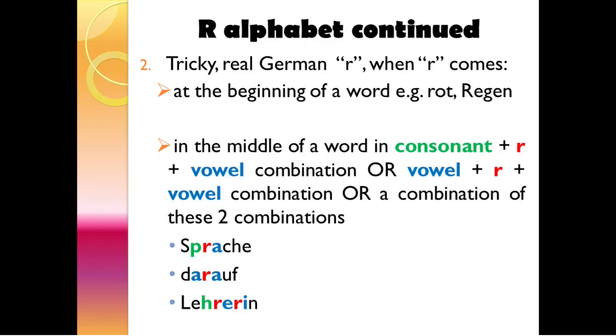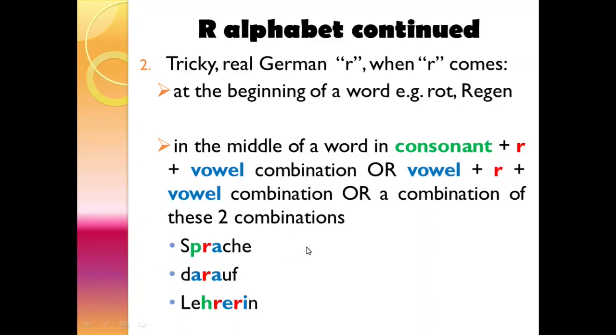This tricky R sound can also come in the middle of a German word in a consonant plus R plus vowel combination. For example, in the word Sprache, which means language. So currently you're learning the Deutsche Sprache with me, the German language.